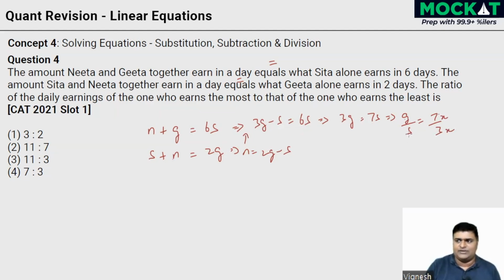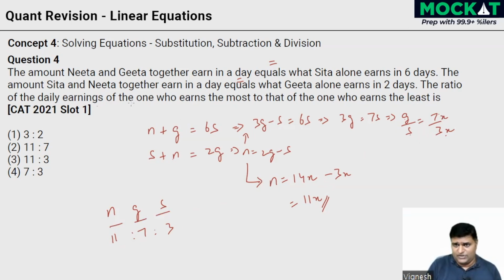If g is 7x, s is 3x. Now 7x and 3x we can plug in over here, any of these. Let's say into this particular equation, or rather we have n equals something. So n equals 2 times g, 2 times 7x, which is 14x, minus s over here, which is 3x, and I'm getting 11x over here. So what is the ratio of n is to g is to s? That's going to be 11x is to 7x is to 3x over here. The x's are cancelled, so I'm not writing it down. So 11 is to 7 is to 3.